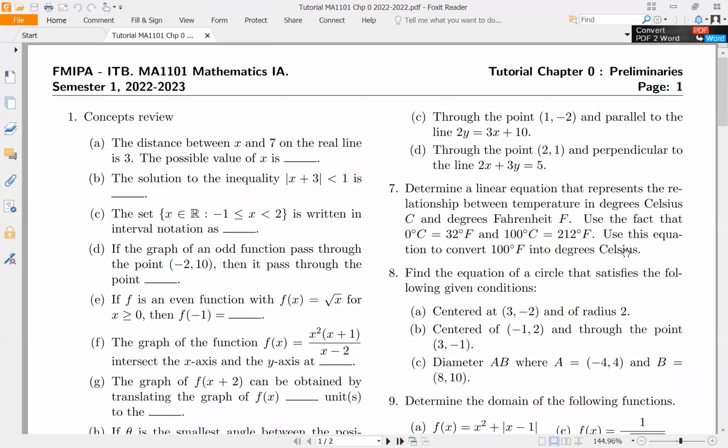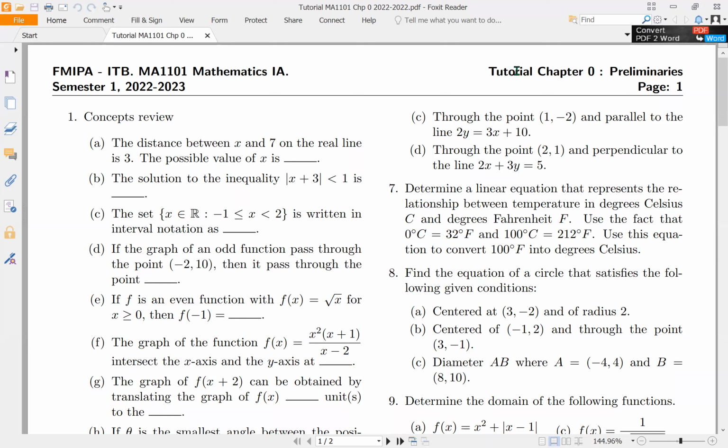Okay, so let us start the tutorial. In this case, we'll discuss the tutorial for chapter 0. First, let us start with the concept review.